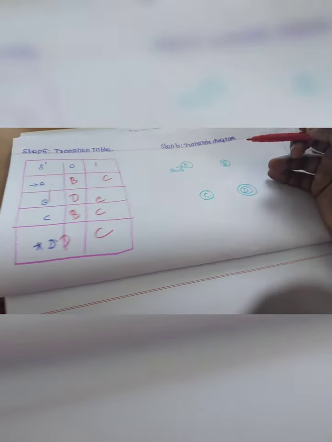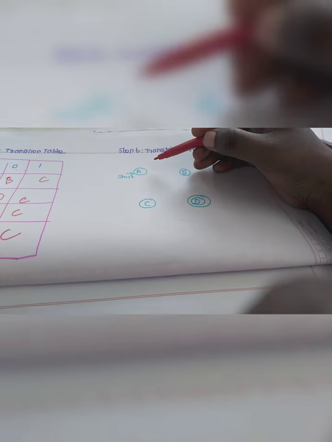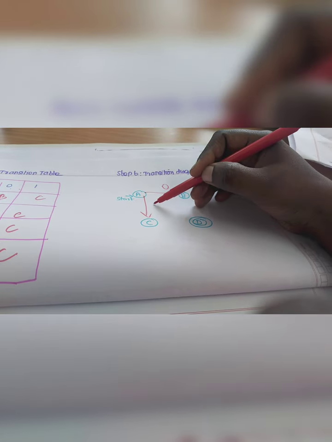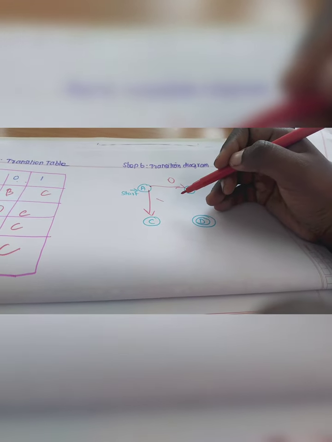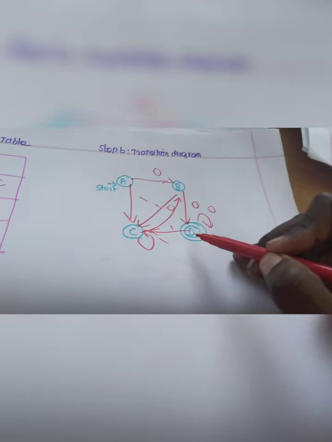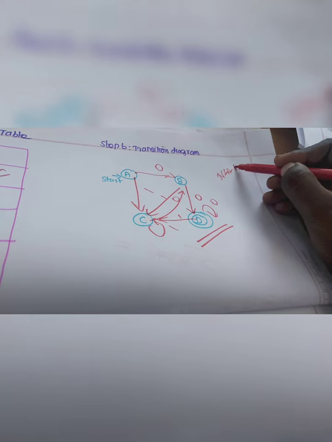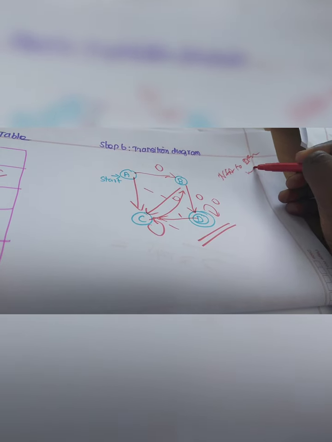Then you can make the transition connections. A processed with the input 0 will go to B. A processed with the input 1 will go to C. Similarly, you can draw the remaining ones. This is the finalized diagram. So we have converted the NFA to a DFA without epsilon.